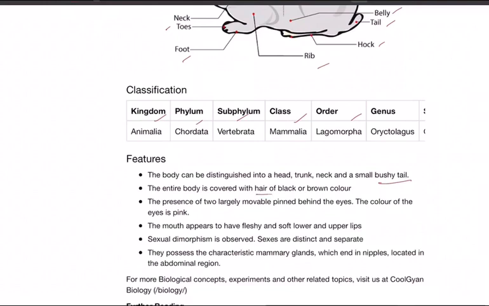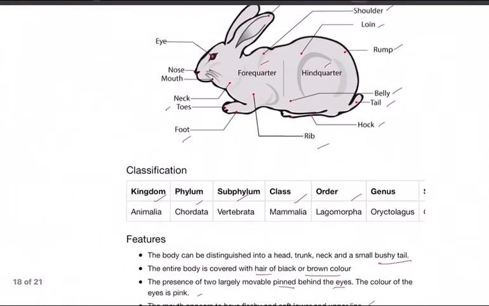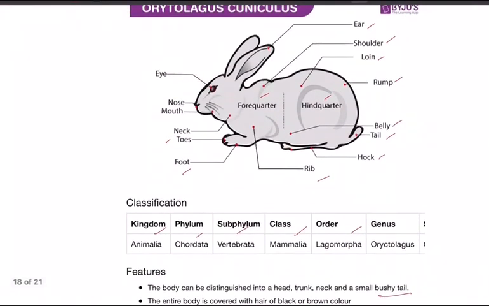Features: the body can be distinguished into head, trunk, neck and a small bushy tail. The entire body is covered with fur, hair of black or brown color. There are 2 largely mobile pinnae behind the eyes. The color of the eye is pink. The mouth has fleshy and soft lower and upper lips. Sexual dimorphism is observed. Sexes are distinct and separate, male rabbit and female rabbit. They possess the characteristic mammary glands, that's why mammals, which end in nipples located in the abdominal region.